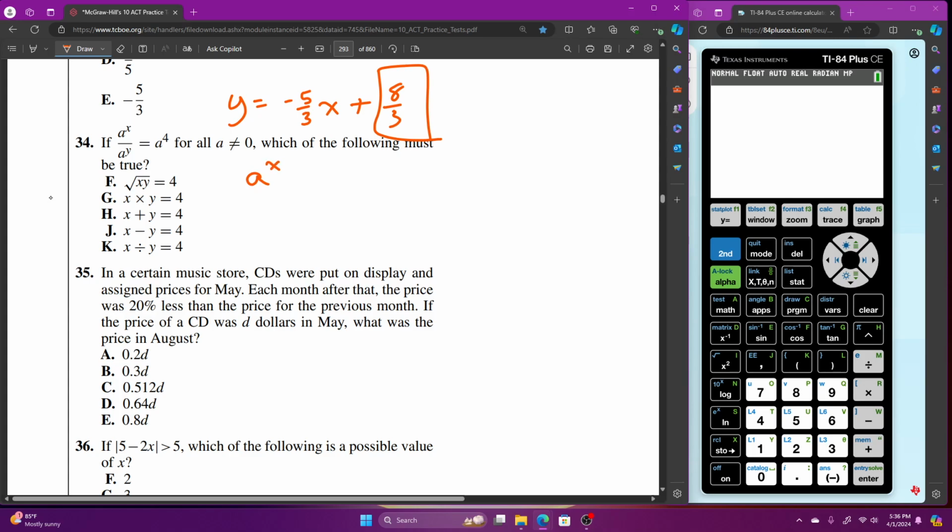A to the power of x over a to the power of y. If you want to move the bottom to the top, you would subtract y. And then all of this at the bottom becomes a to the power of 0, which is just equal to 1. So this is telling us a to the power of x minus y equals a to the power of 4. That's telling us that x minus y equals 4. Answer choice J. And that's the definition of simplifying a polynomial using exponent rules.